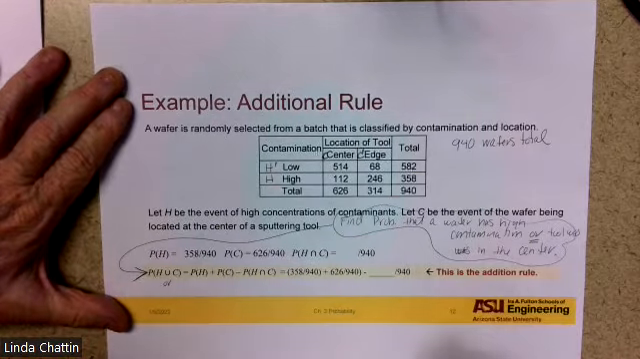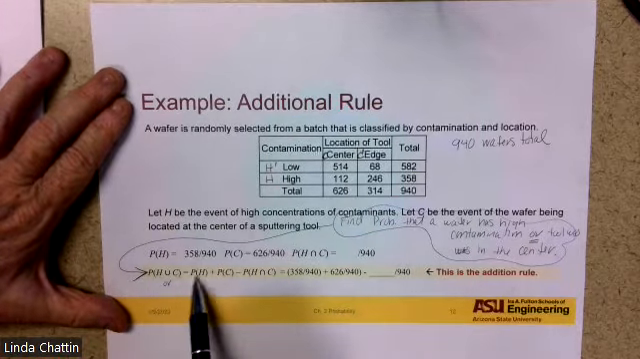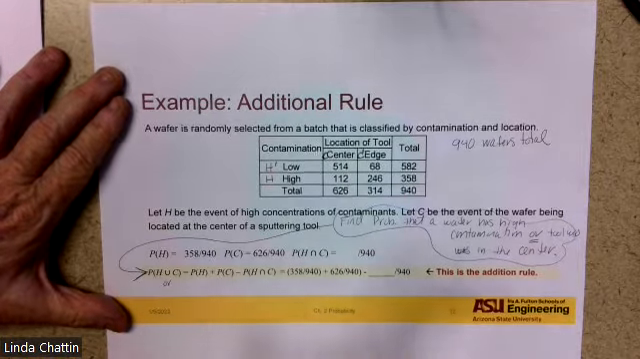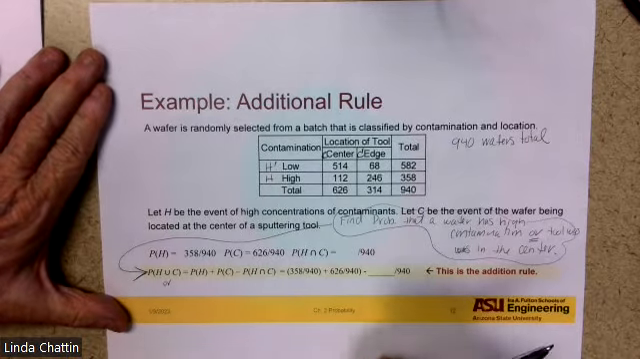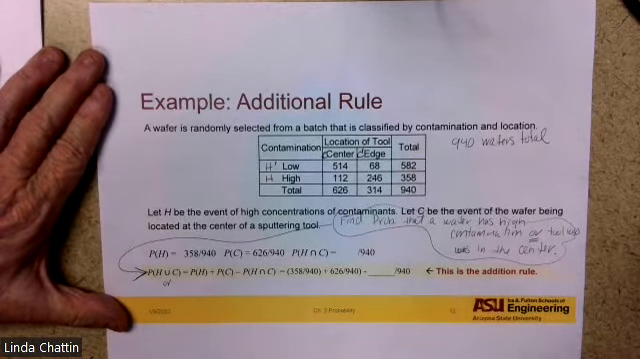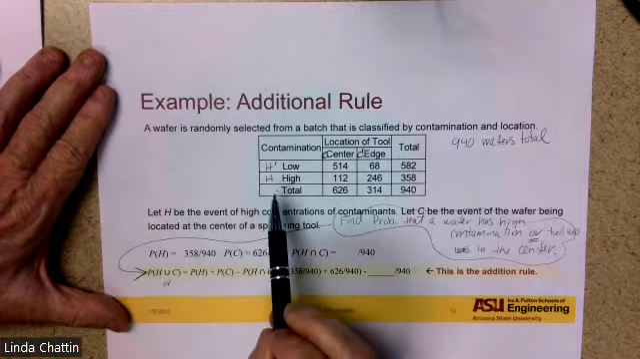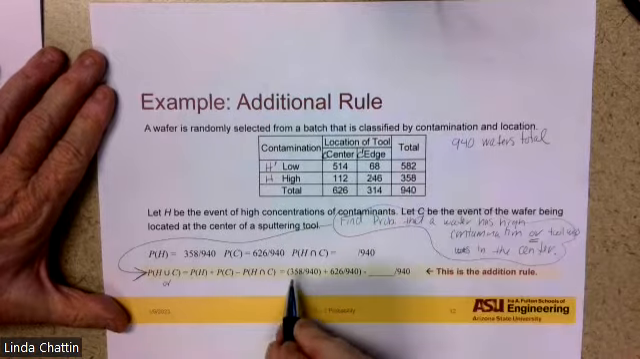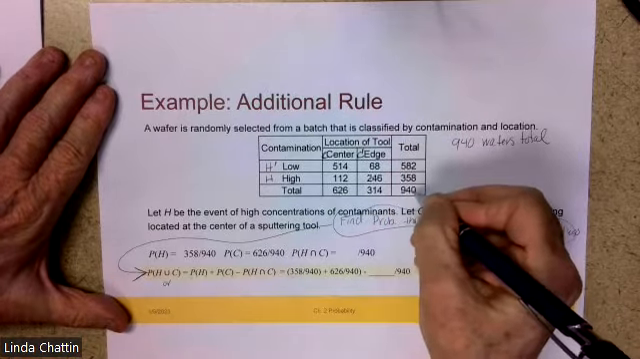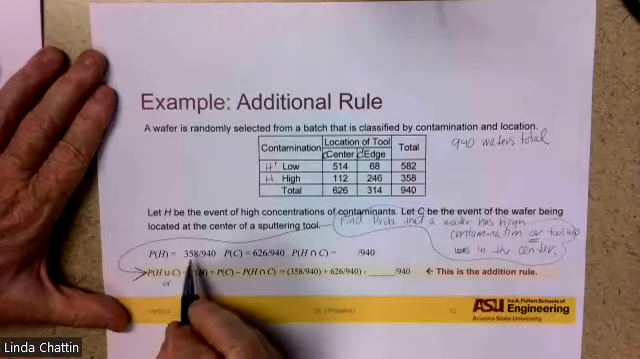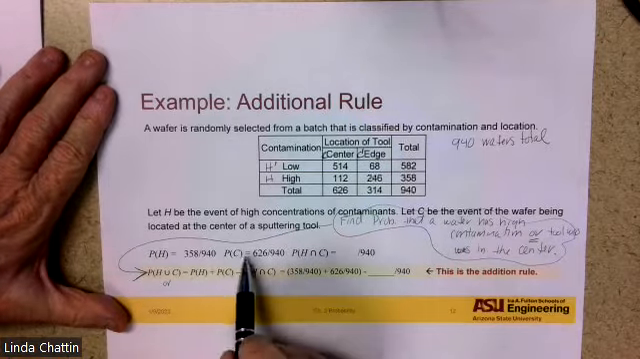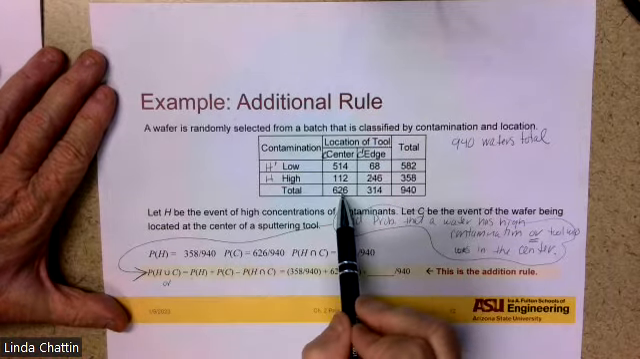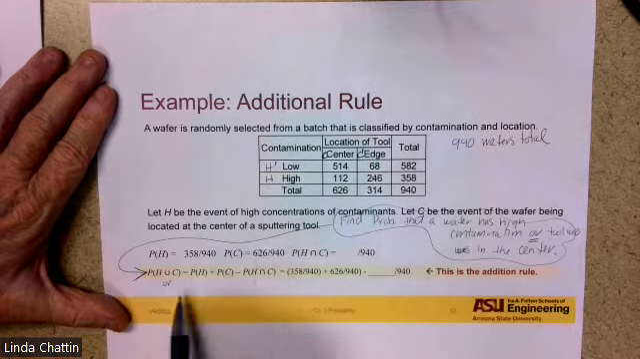So we're going to use the addition rule: probability of H plus probability of C minus the probability of their intersection. We can get these probabilities just like you would think. The probability of high contamination is 358 out of 940. The probability that the tool was in the center is 626 out of 940.